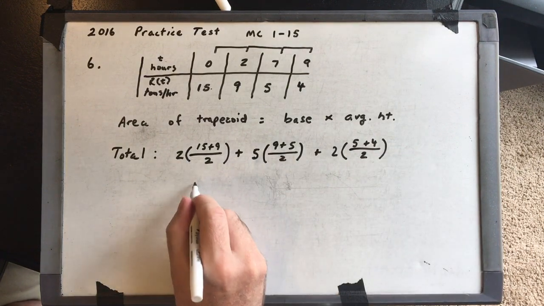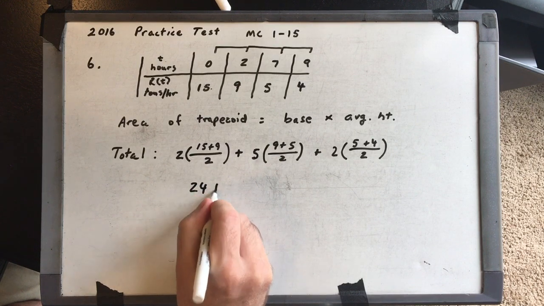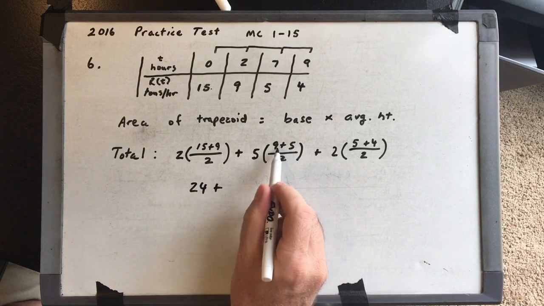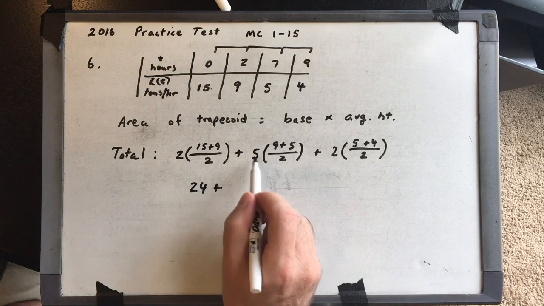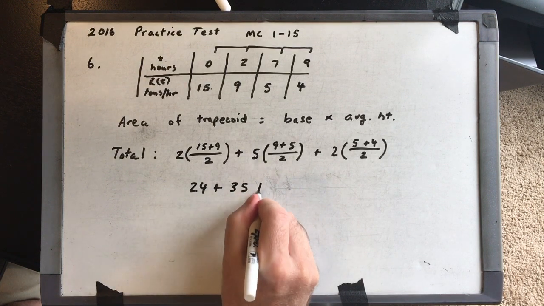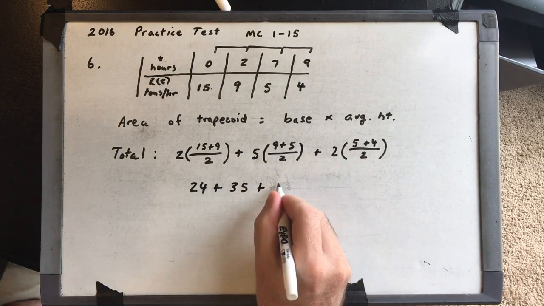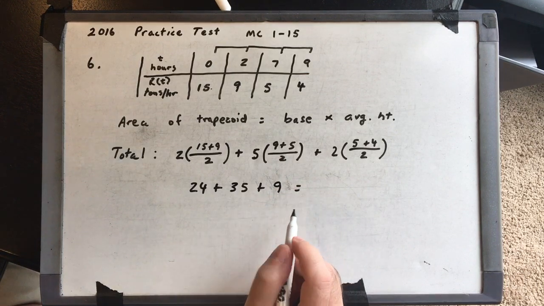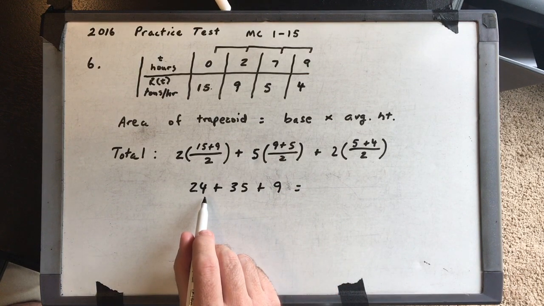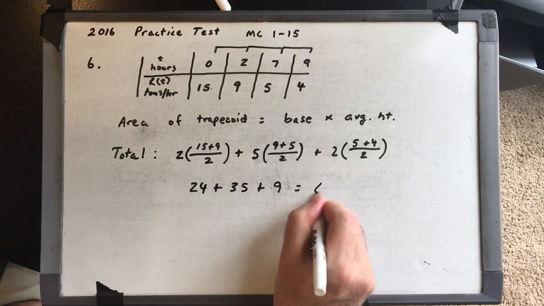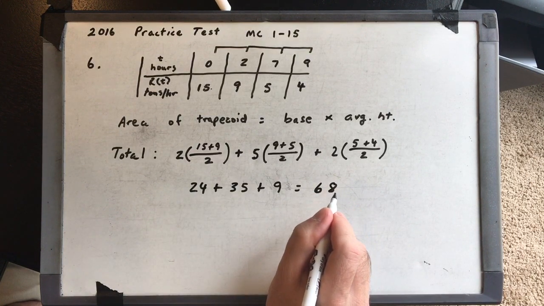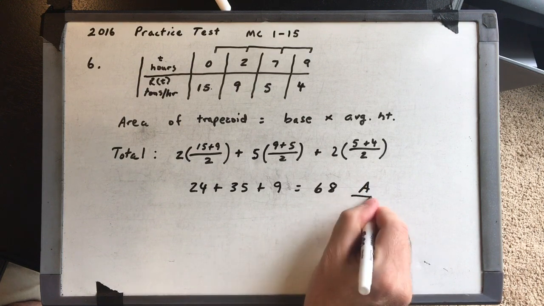So the 2's cancel, you'd get 24. 9 plus 5 is 14 over 2 is 7. 7 times 5 is 35. Then the 2's cancel here, and you would just be left with 9. So that's going to be 33. 9 plus 24, 33 plus 35, 68. And that is option A.